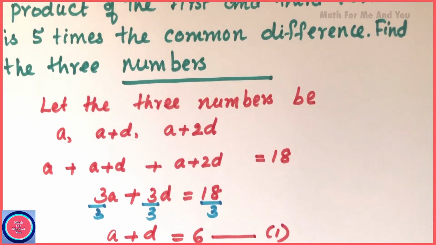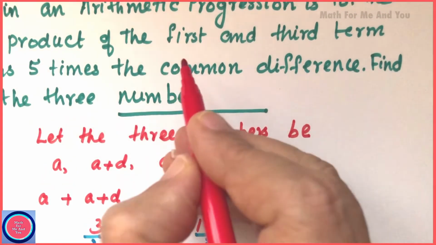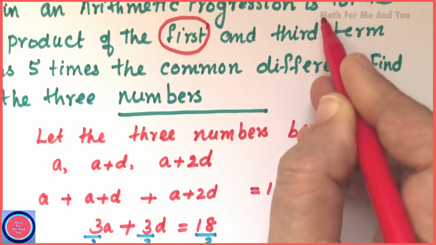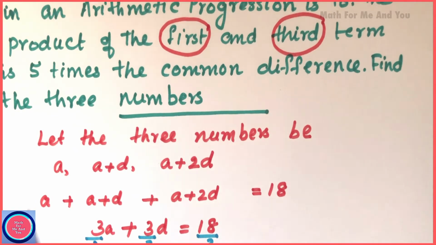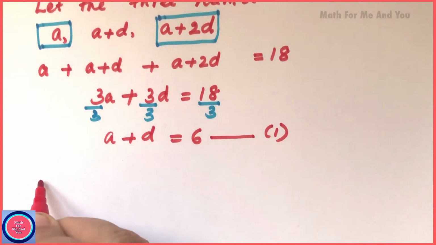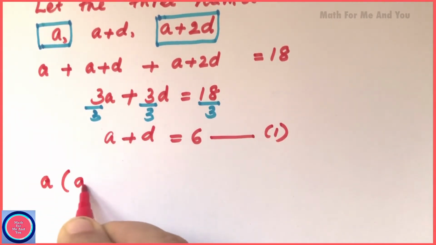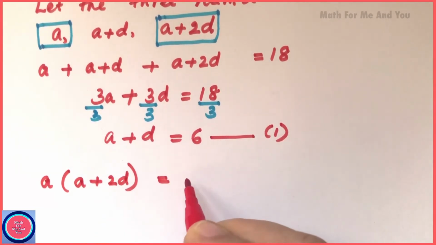And then second condition is product of the first and third term. Product means times. So we are going to take the first term, multiply with the third term. What is the first term? It is a. Multiply with the third term, that is a plus 2d. What answer we get? We get the answer 5 times the common difference, and that we have taken as d. Let's write the condition. First term a multiply with the third term, that is a plus 2d, is equal to 5 times the common difference d. That means 5d.